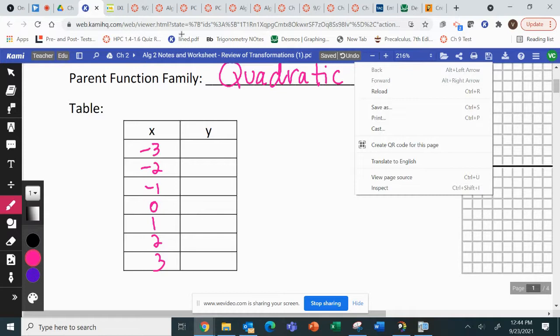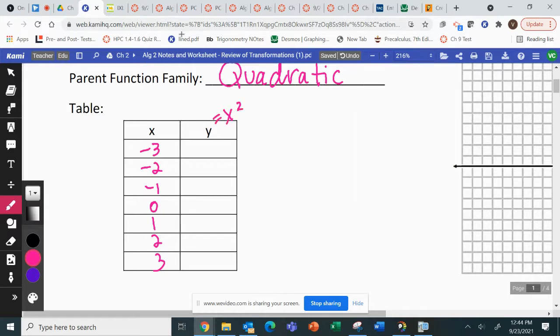Well, we're plugging -3 into x squared. So what's -3 squared? What's -3 times -3? -9? What's negative times negative? 9. So this would be +9. And then +4, +1, 0, +1, +4, +9. So we'll have those symmetric y values.